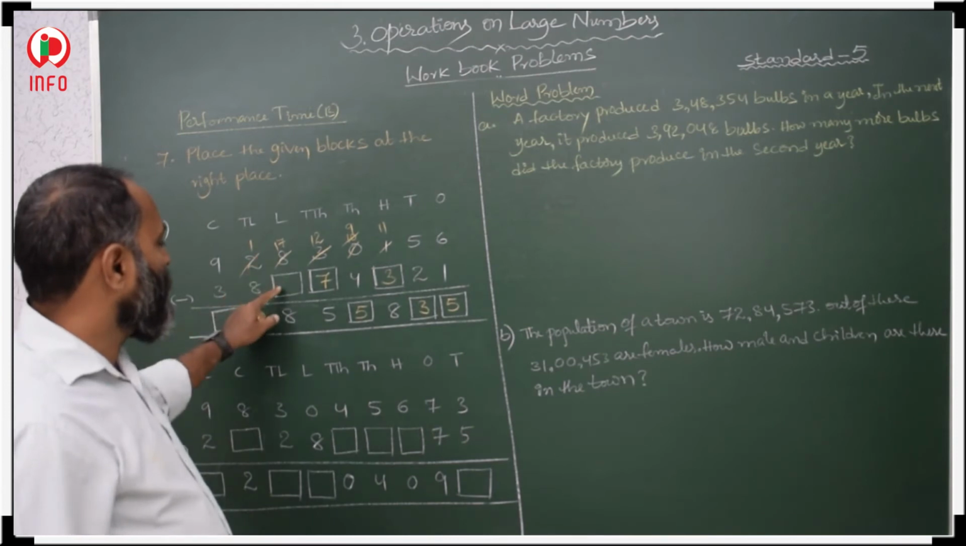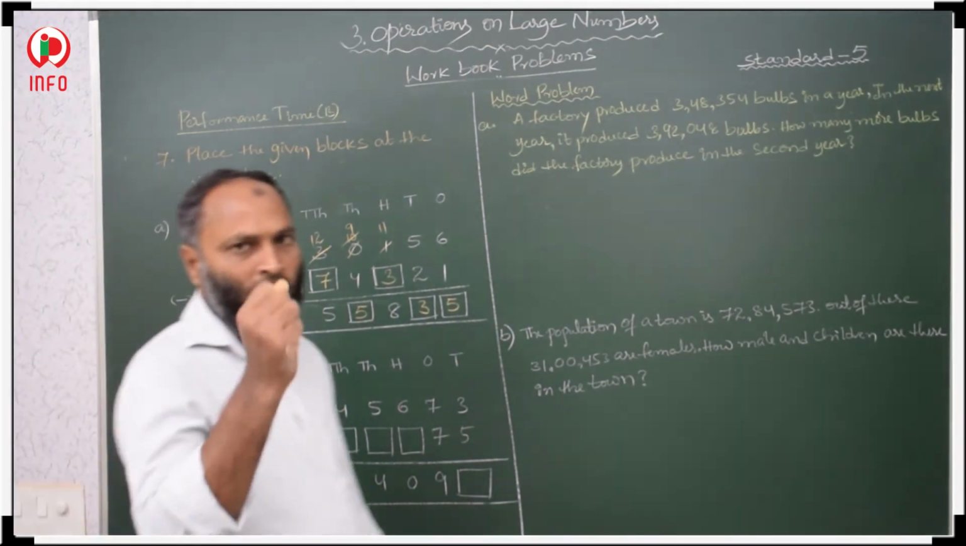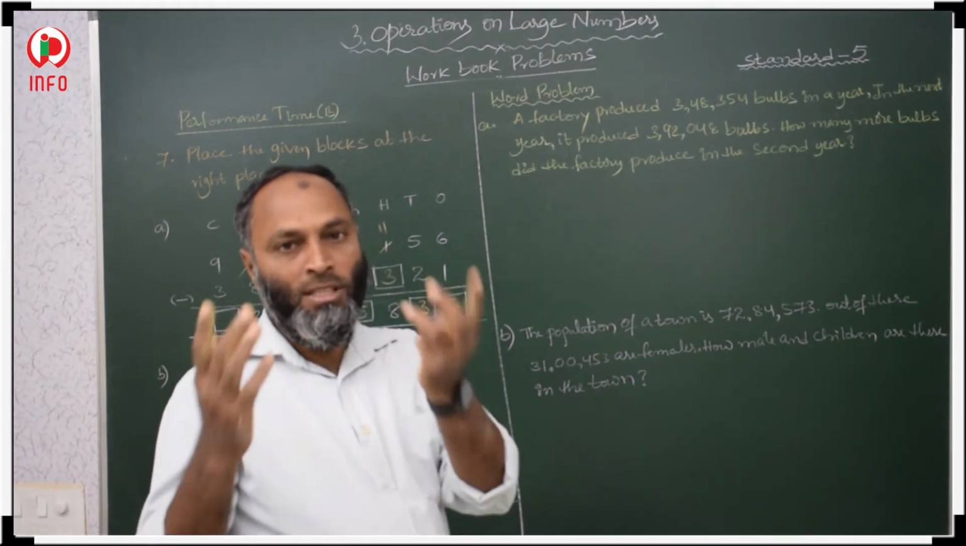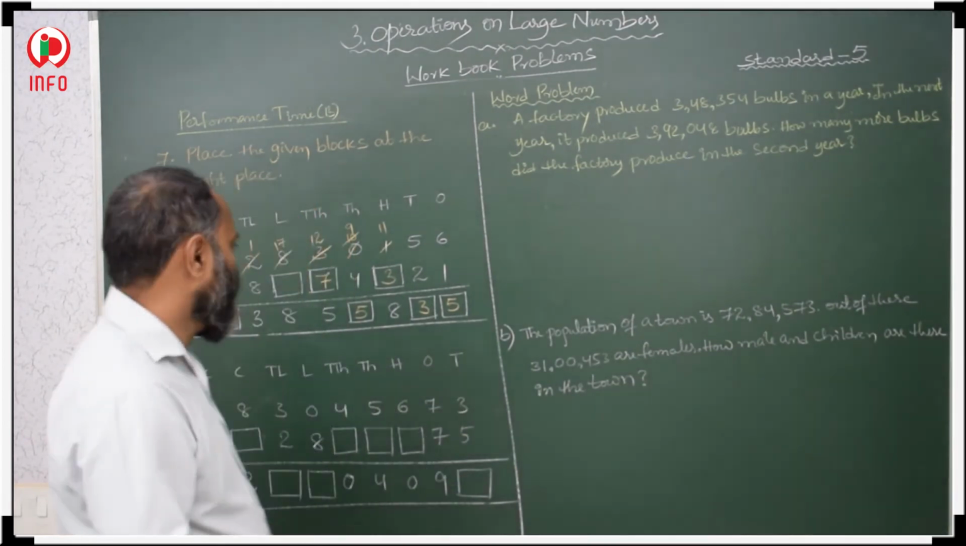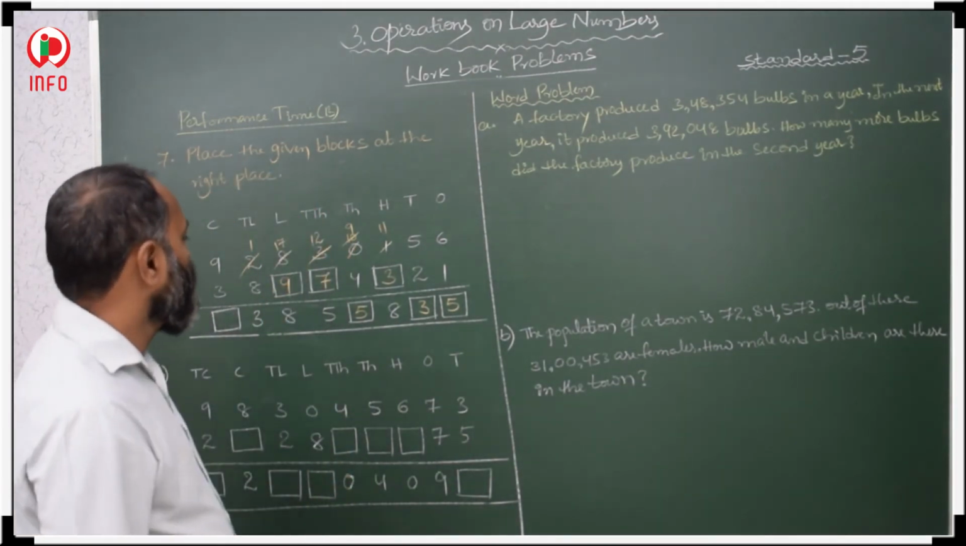17 minus what is 8? Means from 9 to 17 you have to count: 9, 10, 11, 12, 13, 14, 15, 16, 17. It means 9. 17 minus 9 is 8.